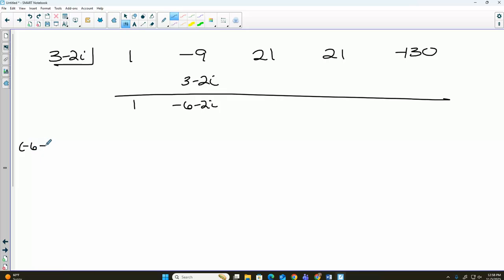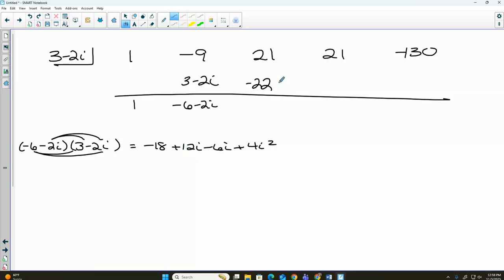So I have to take negative 6 minus 2i times 3 minus 2i. You have to FOIL this. So you get negative 18 plus 12i minus 6i plus 4i squared. 4i squared turns into what? Negative 4 plus negative 18 is negative 22. 12i minus 6i is 6i. It's going to get worse before it gets better. So when I add my like terms, 21 minus 22, that's negative 1 plus 6i.